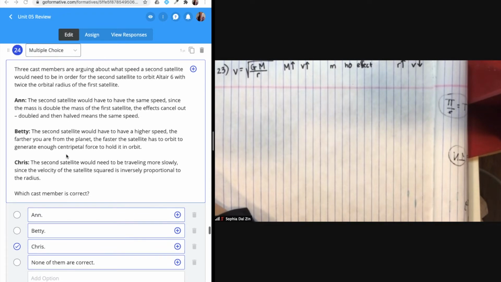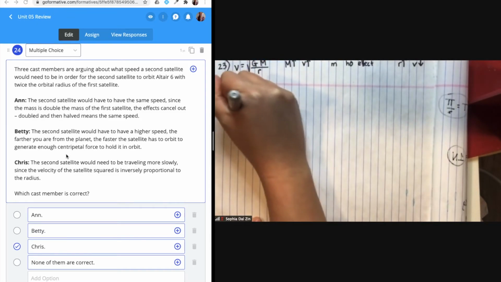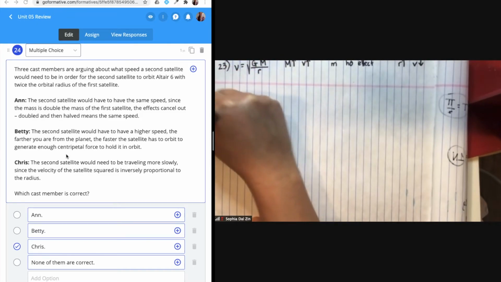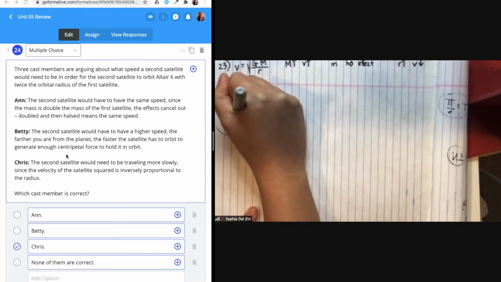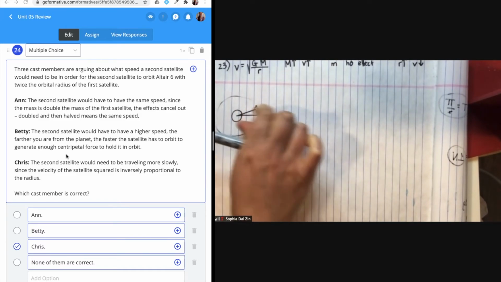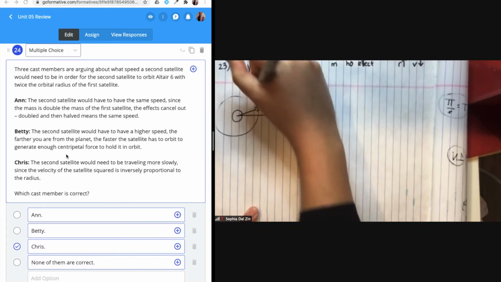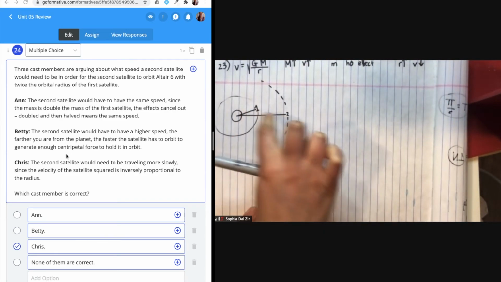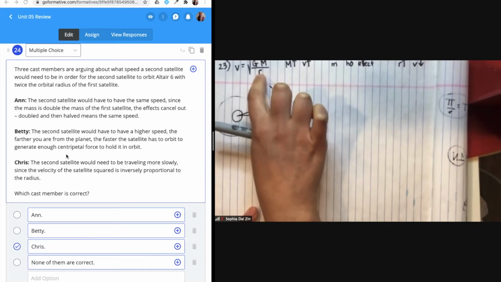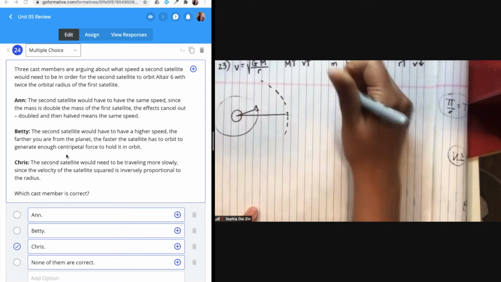For number 24, 3 cast members are arguing about what speed a second satellite would need to be if it had twice the orbital radius. So let's picture this in our heads. We have our planet, satellite number 1 with its radius, and satellite number 2, which has twice the radius. How would the orbital speed compare? If the radius doubled, the orbital speed would have to decrease.